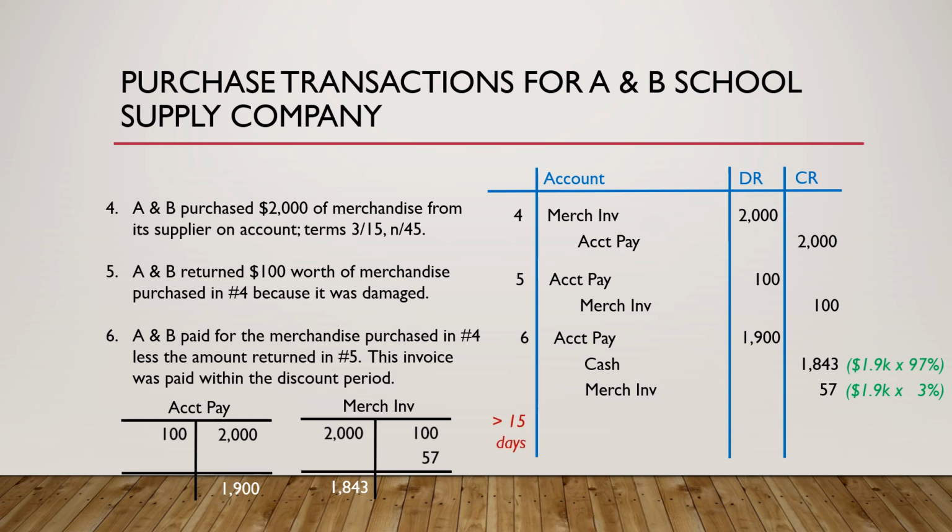What if A and B waited too long and missed making the payment within 15 days? Simply debit accounts payable and credit cash for $1,900. No adjustment for the discount required.